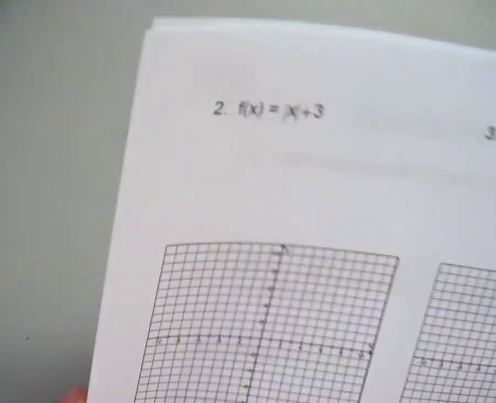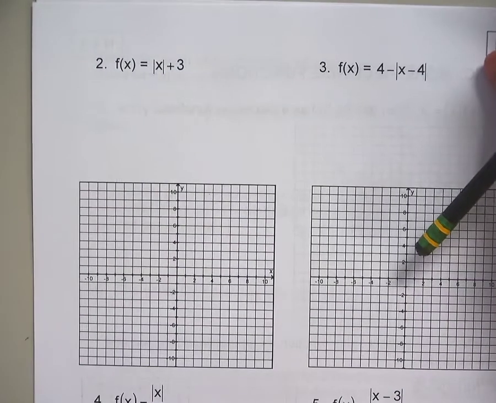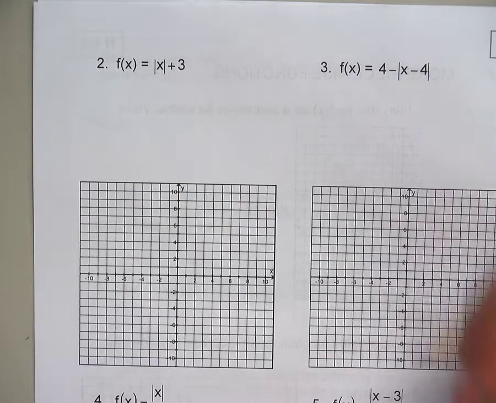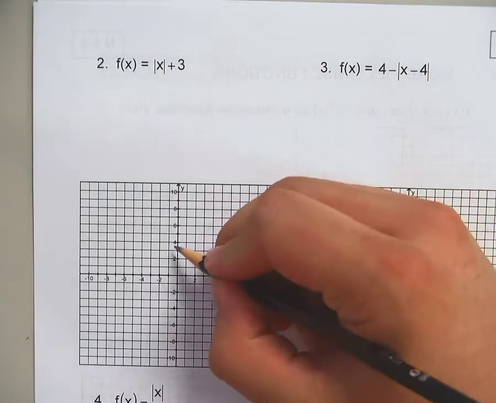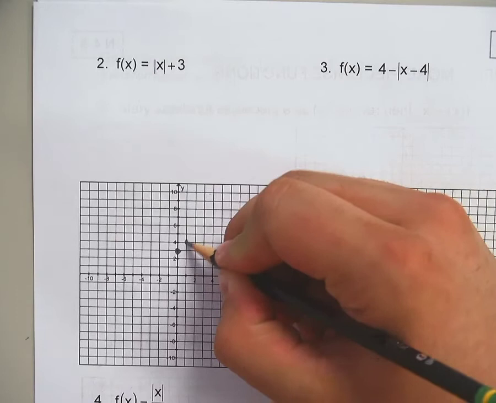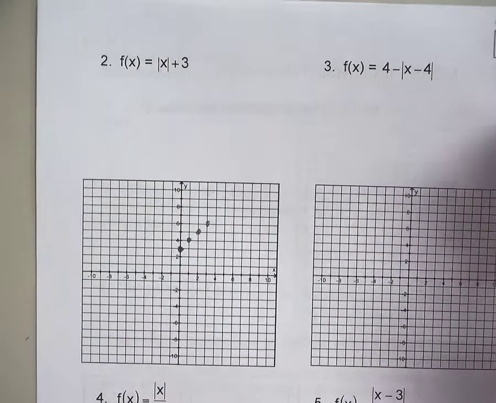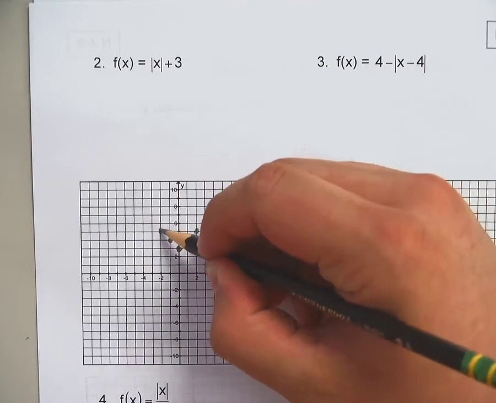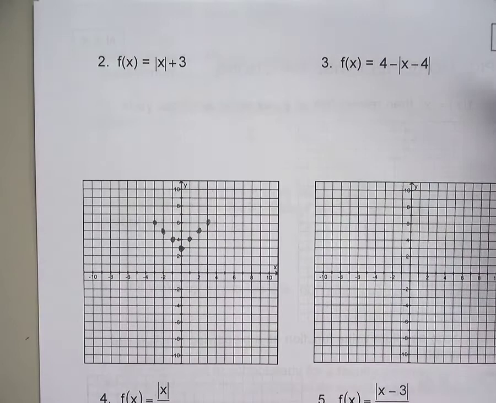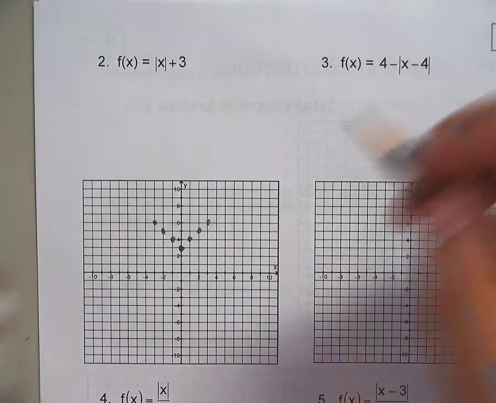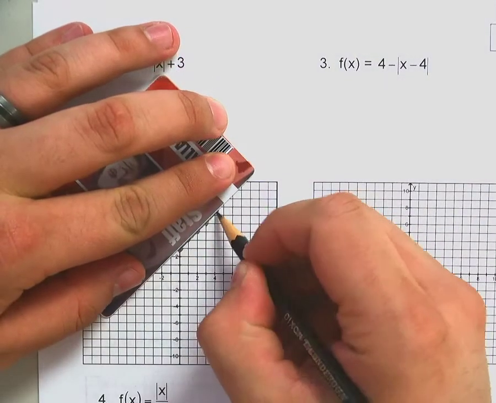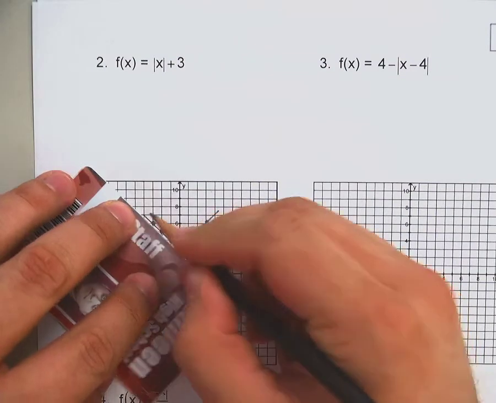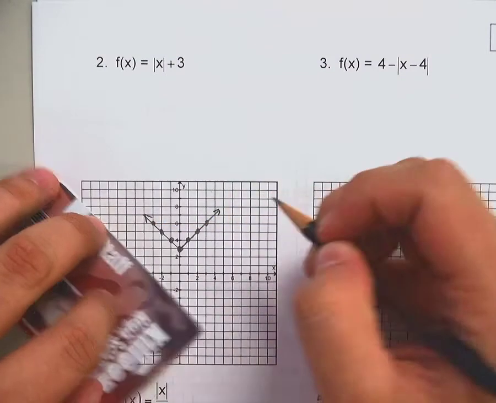All right? So let's get into a couple of these. I'm going to go through these as quick as I can. Number 2, the absolute value of x plus 3. Well, that's the absolute value shifted up 3. So here's what this is going to look like. Right-hand slope of 1. Left-hand slope right here, the opposite, which is negative 1. So there's my function.